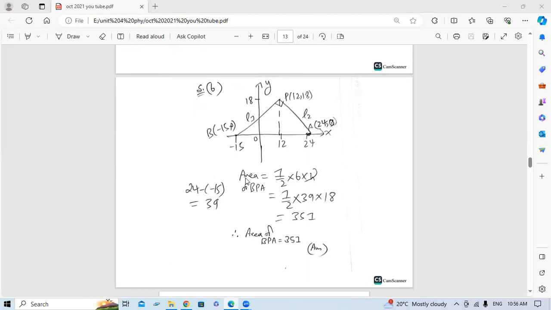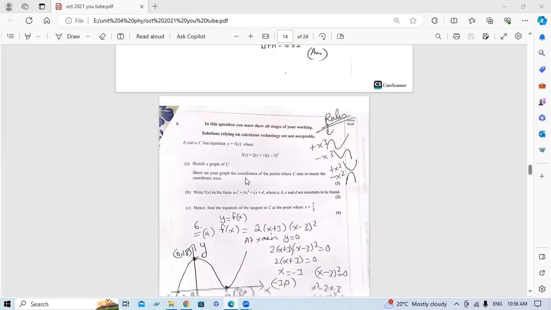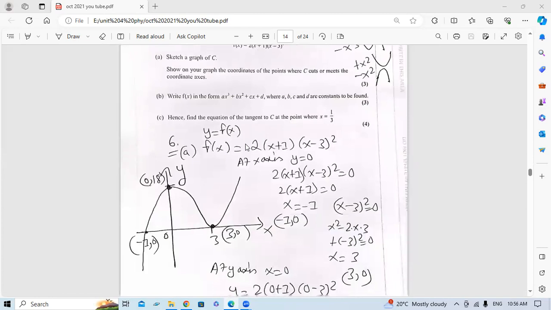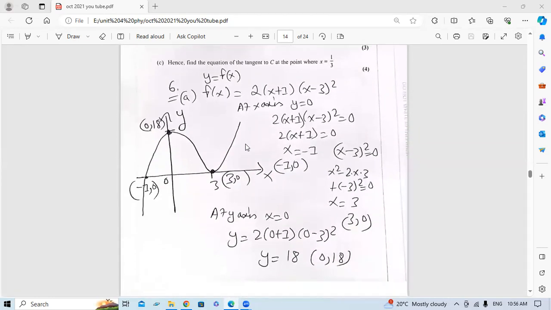Okay, then let's move on to question number 6 right now. A curve C has equation y equals f(x), where f(x) equals 2(x plus 1)(x minus 3) whole squared. We need to sketch a graph of C. Show on your graph the coordinates of the points where C cuts or meets the coordinate axes. So the answer of A will be this.